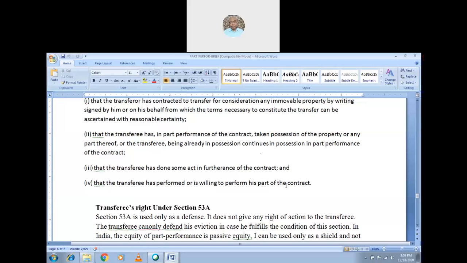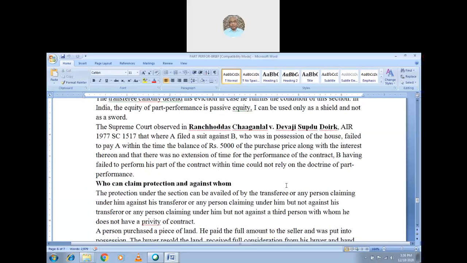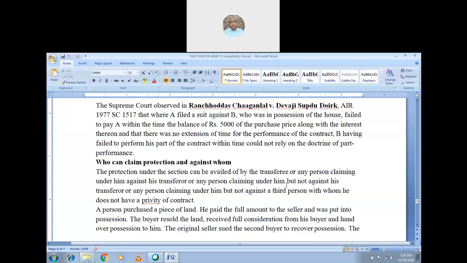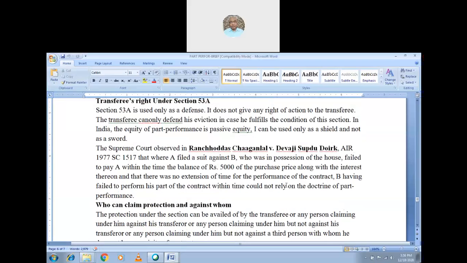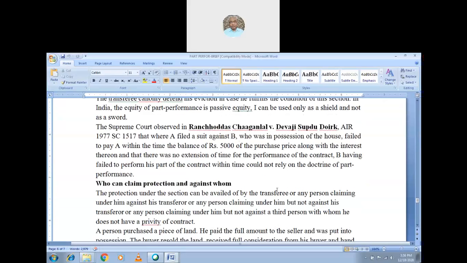So the transferee has performed or is willing to perform his part of the contract. Yes, it should be there in the mind that he should be willing to make the contract. Yes, these are the things that would be there. And read who can claim the protection against whom, అంటే మనకు తెలుసు. ఎవరు ప్రొటెక్షన్ తీసుకుంటారండి 53 క్యాపిటల్ ఏ. ట్రాన్స్ఫరీ తీసుకుంటాడండి పొజిషన్. Yes, that is the thing. Because he paid something, that's why he will take the transfer. This is the case law.